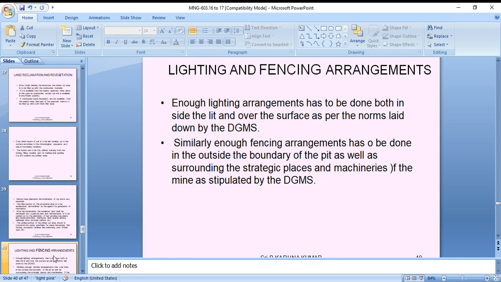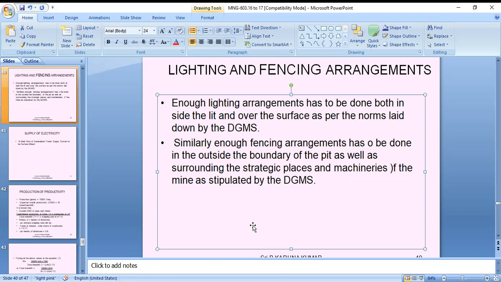Lighting and fencing arrangement. Sometimes a problem is there. Some buffaloes are around, or unwanted laymen who don't know what is going on. So a man can be dropped into that water, may go into danger, and death can happen. In such a condition, enough lighting arrangement has to be done on both sides, the pit and over the surface, as per the norms laid down by the DGMS.